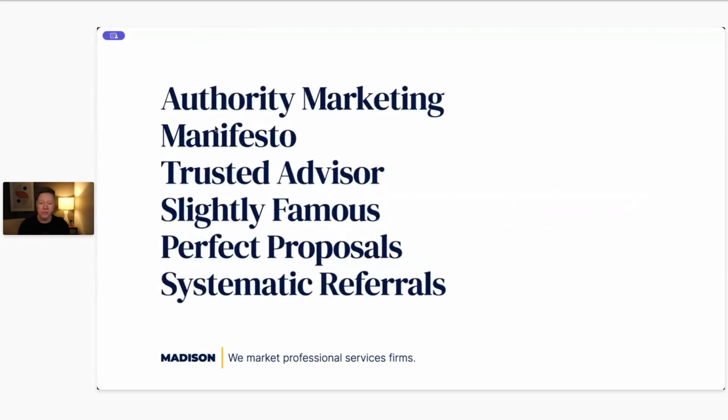And so some examples of some of those aspects that you saw in just that chart there, like we talked about. We reframed content as authority marketing, right? It's effectively content that positions you as an authority in the minds of the people that you seek to serve. I mentioned the manifesto document. Trusted advisor, which people are probably familiar with.